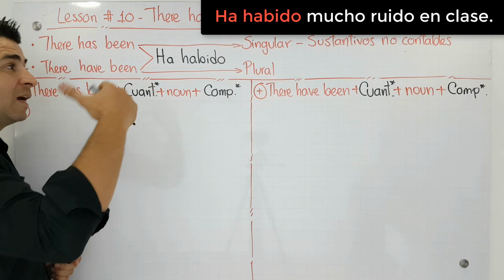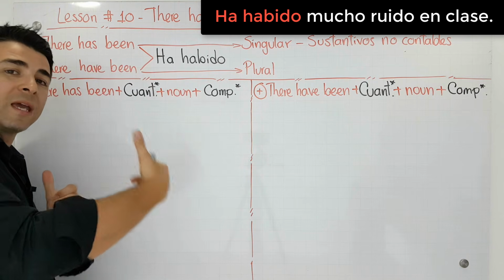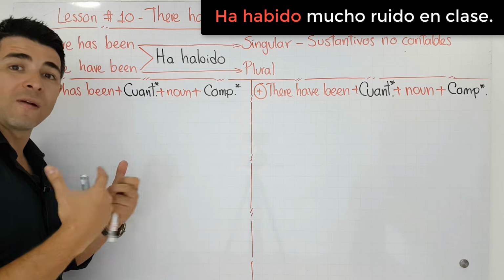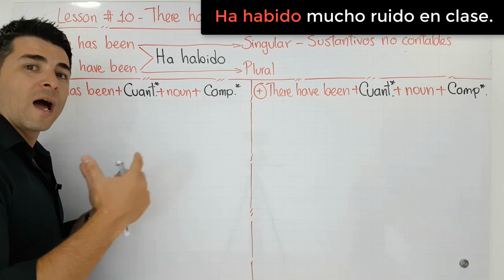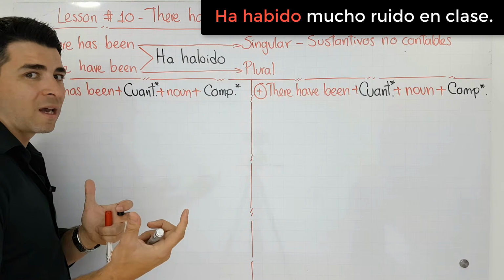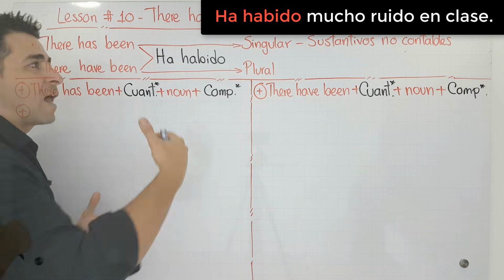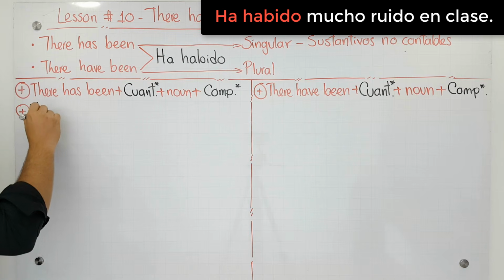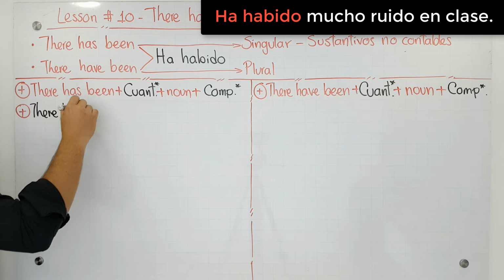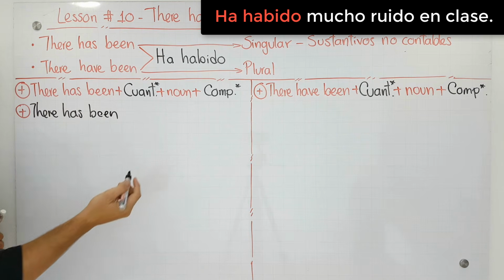¿De qué depende el uso entonces? Depende del sustantivo que vamos a trabajar. Como estamos hablando de ruido, el sustantivo ruido es ¿qué? Singular, plural, contable, no contable. ¿Ustedes qué dicen? Es en singular. Entonces ya sabemos que tenemos que iniciar con there has been. So in here we say there has been. And then what? ¿Y luego qué?